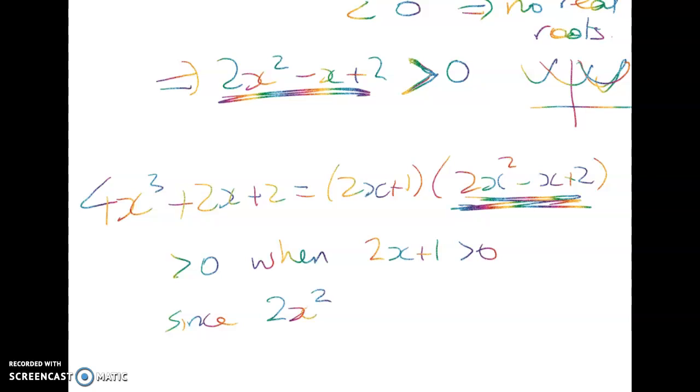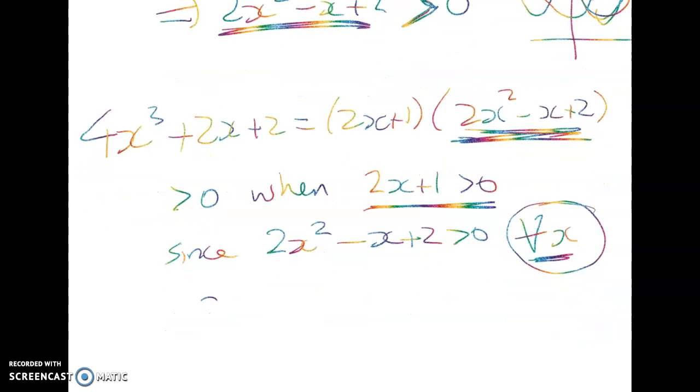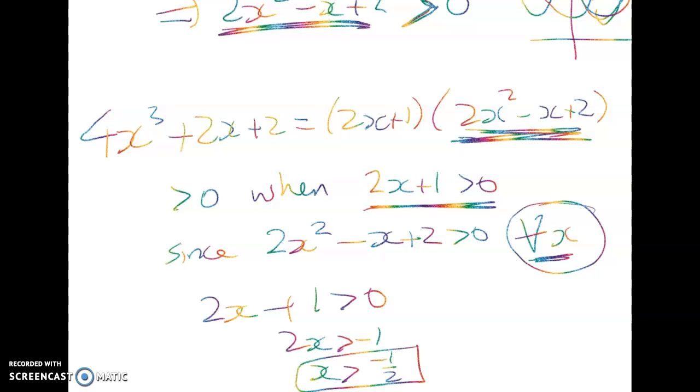is always positive. So since 2x squared minus x plus 2 is greater than 0 for all x, that's shorthand for that. Of course, you don't have to use this, right? But it's common shorthand in university maths. You might as well see it now. And this is pretty easy to solve, right? 2x plus 1 greater than 0 gives me 2x greater than -1. X is greater than -1/2. So that's our final answer for that one.